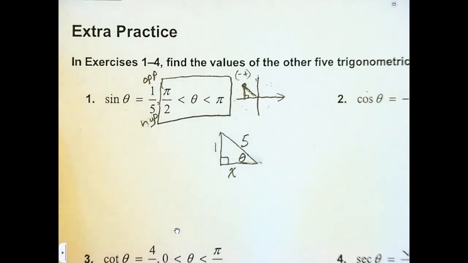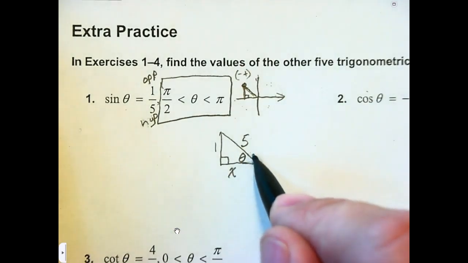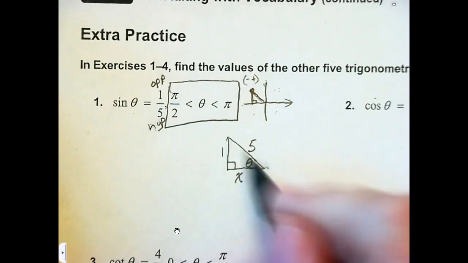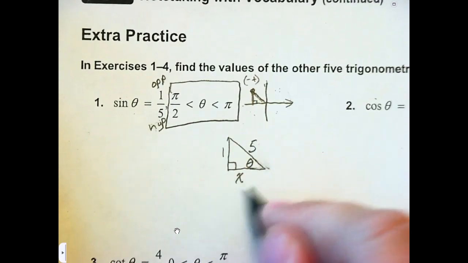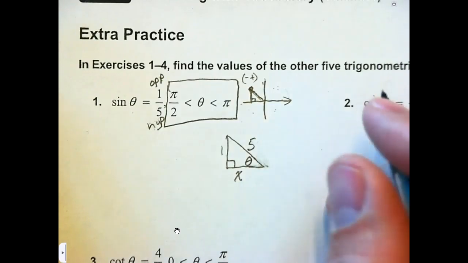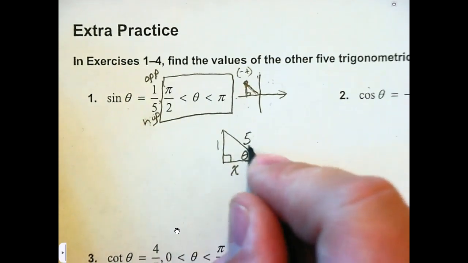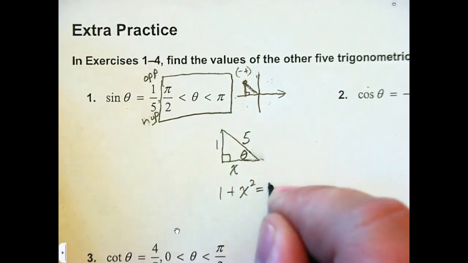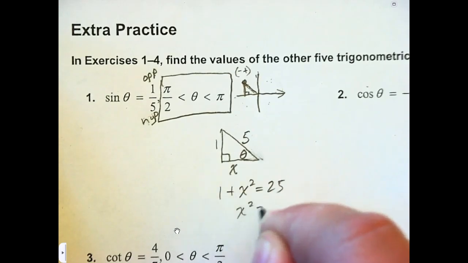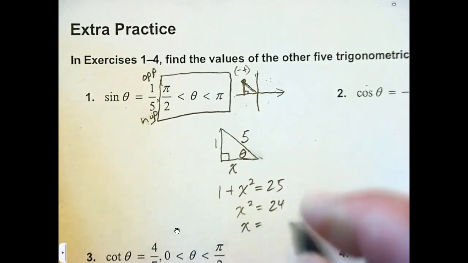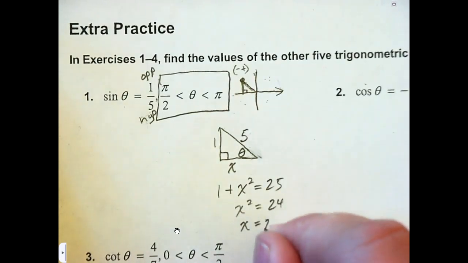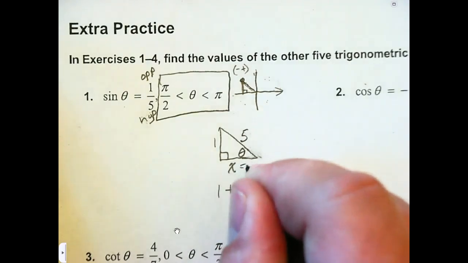So we're not dealing with a unit circle here, right? So we've got to break away from just dealing in the unit circle world. We now have a radius of 5, which means we have to find this length using the Pythagorean theorem. So a squared plus b squared equals c squared. So 1 squared plus x squared equals 5 squared. x squared is 24, and x is root 24, which is 2 root 6. Okay, so this is 2 root 6.